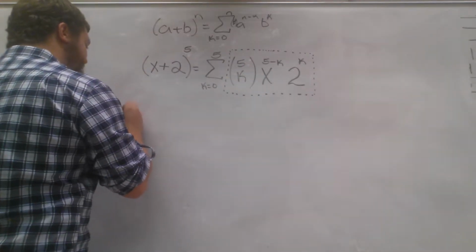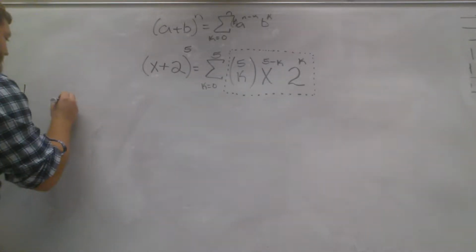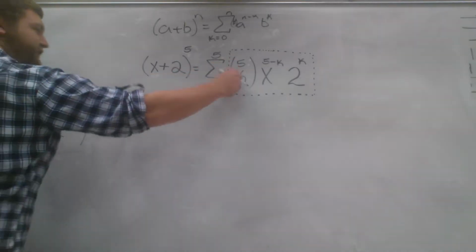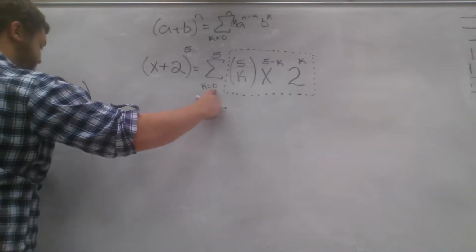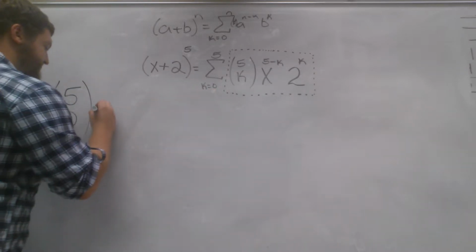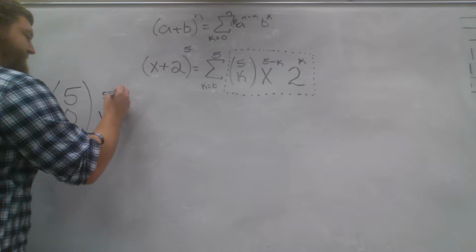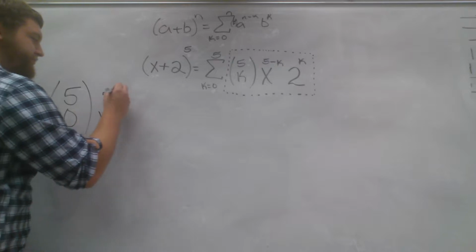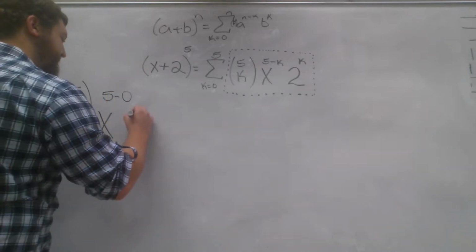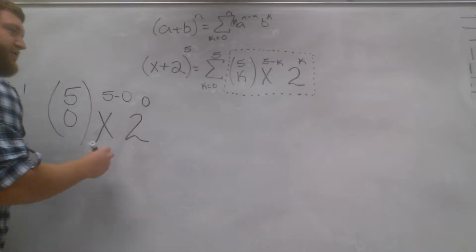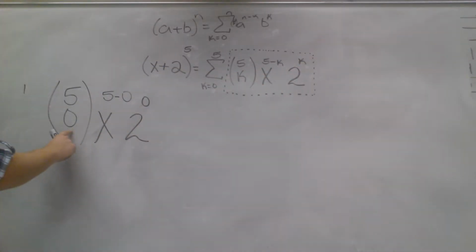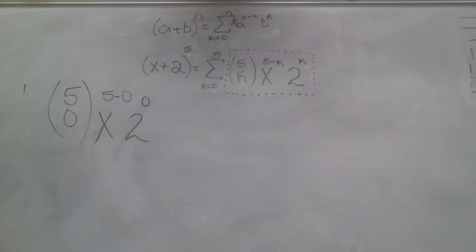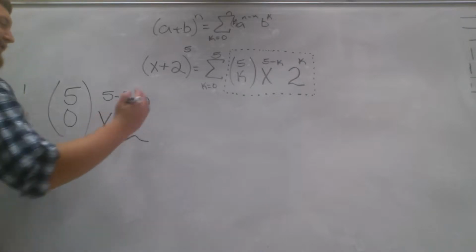I start, how far can you see? Because we're going to need all this room. I start with 5 over 0, 5 over my k. My first k starts at 0, so that's where my 0 came from. Times x to the 5 minus k. My k is 0; I get my k from right here from now on. So 5 minus 0, and 2 to the k, my k is 0. That's my first one.